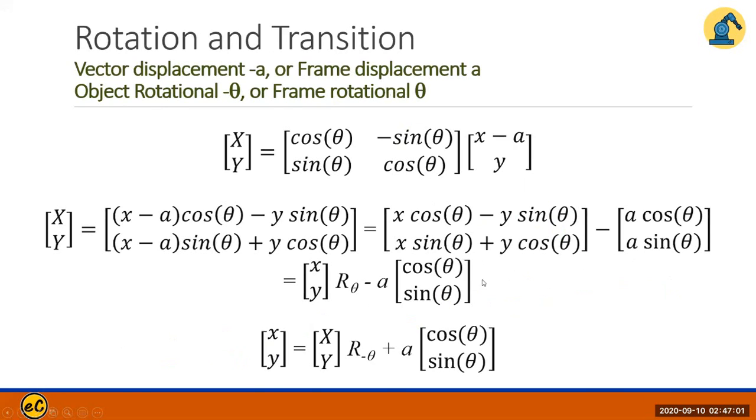And then we can decouple that by multiplying them, and we will actually see that this x and y will be equal to a new x and y times R minus theta, and A plus A cosine theta and sine theta. This one is our displacement vector after the frame rotates by theta.